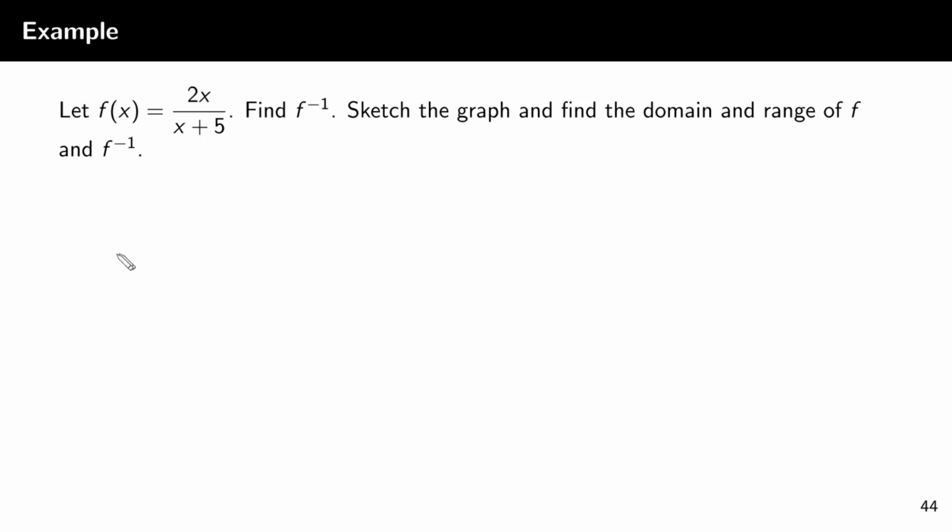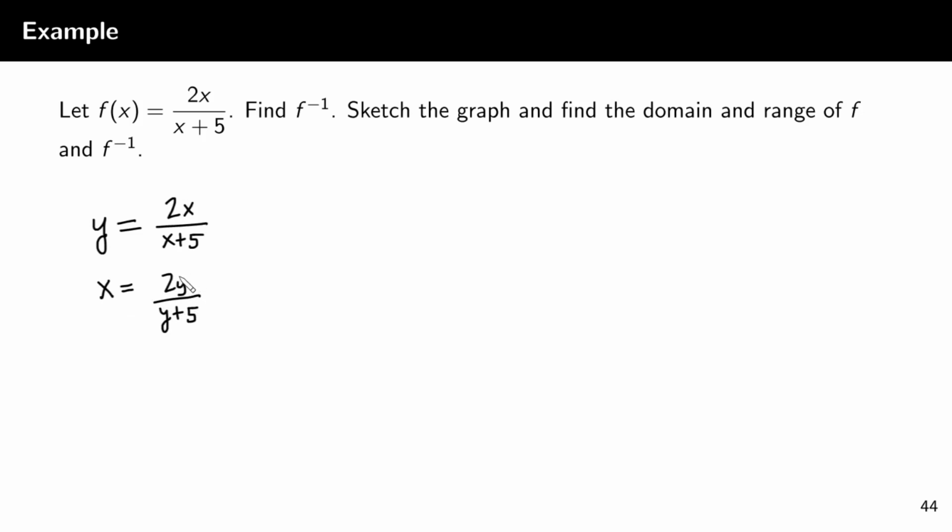So, first step, or step 0, I'm going to write y is equal to f of x. Now, f of x is equal to 2x over x plus 5. And then, I will switch x and y. I will get x equals 2y over y plus 5. Okay? Yung y dito sa kaliwa, pinalitan ko ng x. And then, lahat ng x dito sa kanan, pinalitan ko ng y.